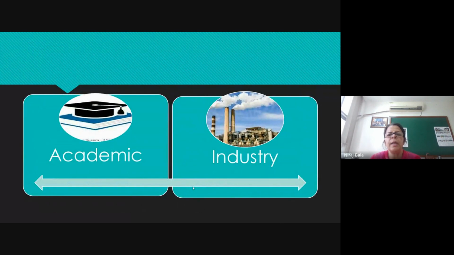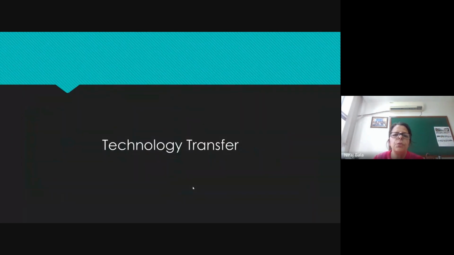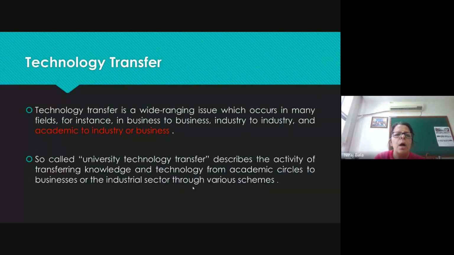So, dear participants, these were the two, three aspects of academy-institute or academy-industry interaction. There is another very important aspect which we mostly cover, that is the linkage, how the research work from the academy can go to the industry, which we call technology transfer. I will not go into much detail, I will just show you how you can transfer your technology from the academy to the industry.